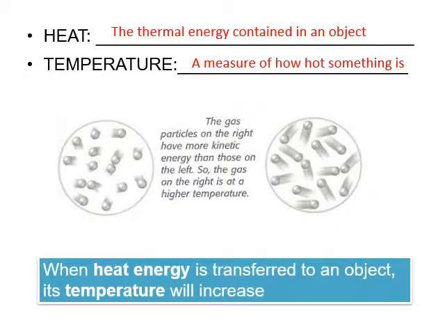When heat energy is transferred to an object, the temperature will increase because, as the diagram shows, when you transfer heat energy into an object, that heat energy is then converted into kinetic energy, which is a measure of temperature, or how hot something is.